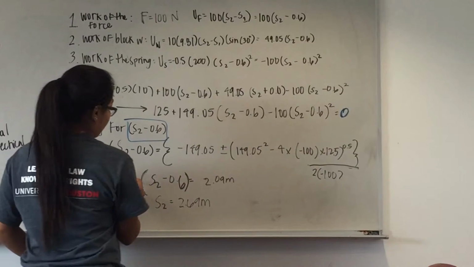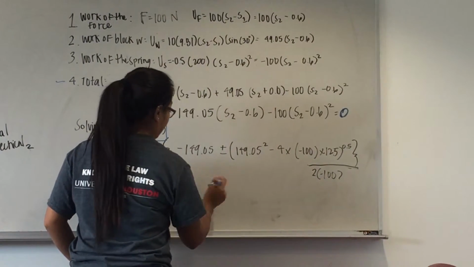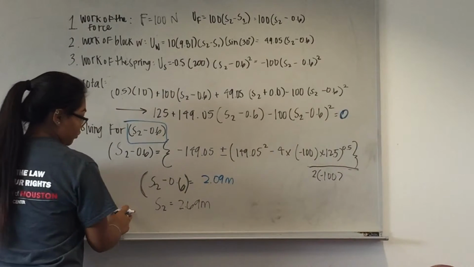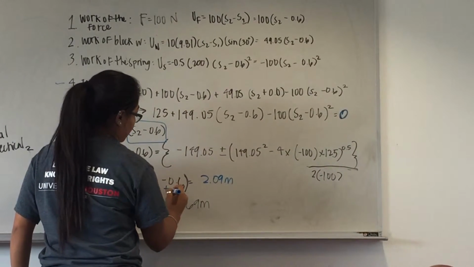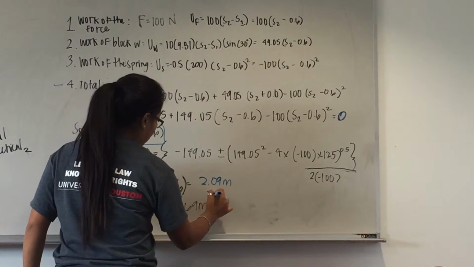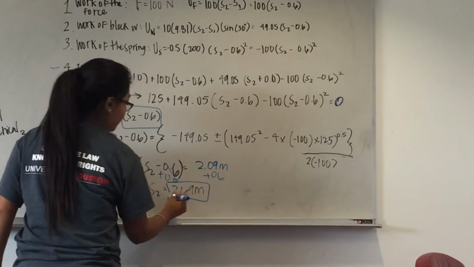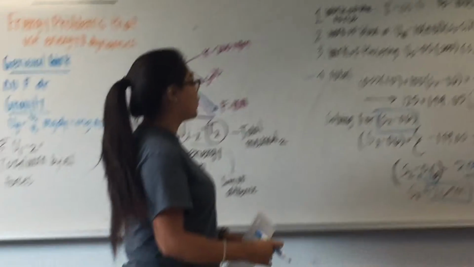You then get 2.09 meters, and then you add the 0.6 back, and you get 2.69 meters for S2.